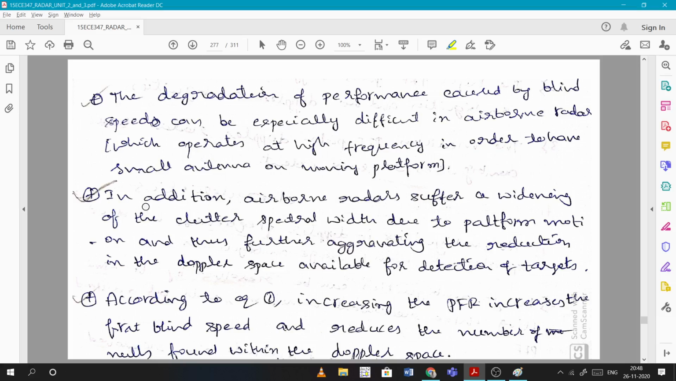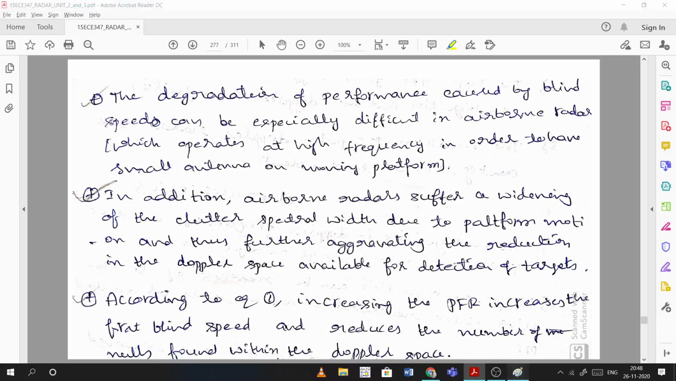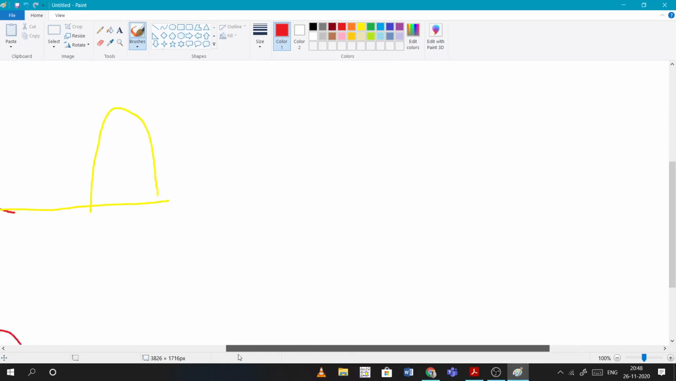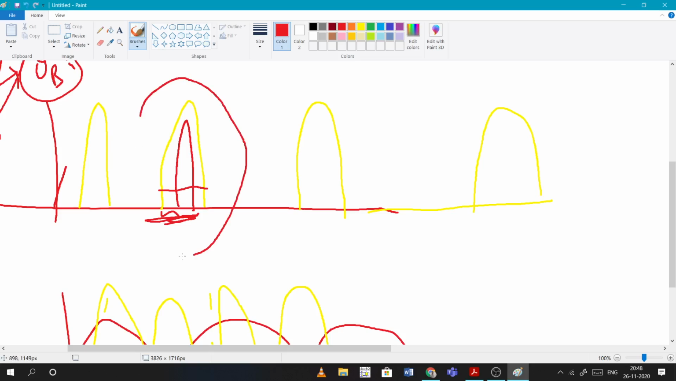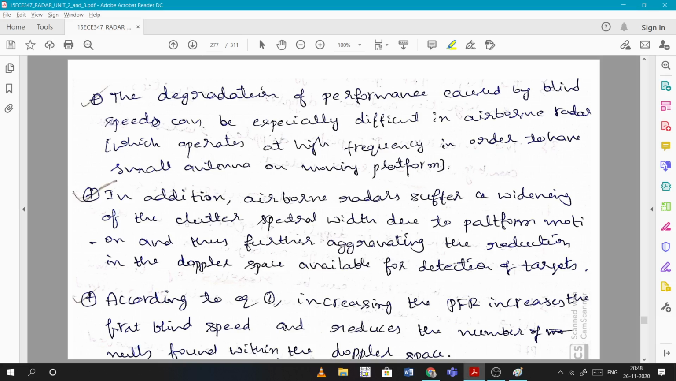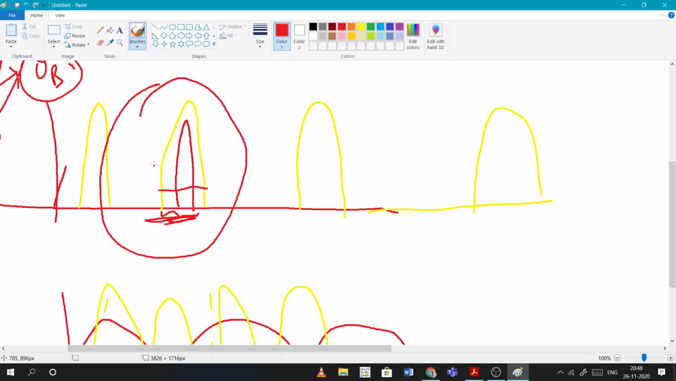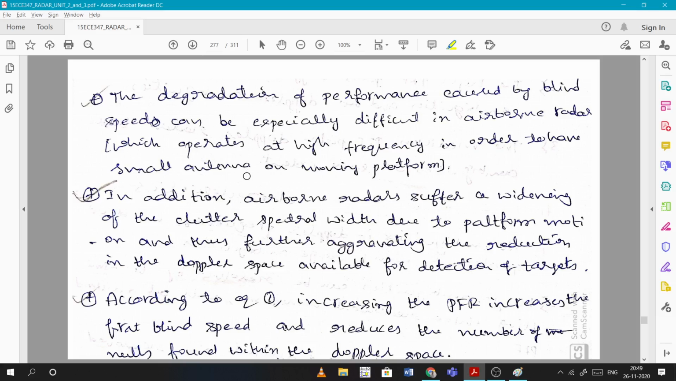And also, in addition, airborne radar suffers a widening, right? The clutter will be widened. Like this, the clutter might be widened due to platform motion, and thus further aggravating the reduction in the Doppler space available for detection of targets. That means if this clutter space increases, in that region we can't detect a target, right? So these are all the properties which are affecting the detection of moving targets.